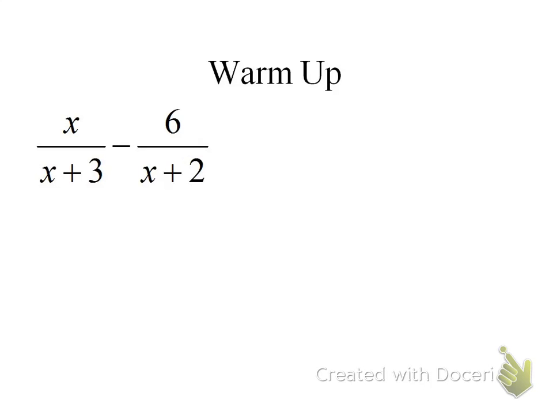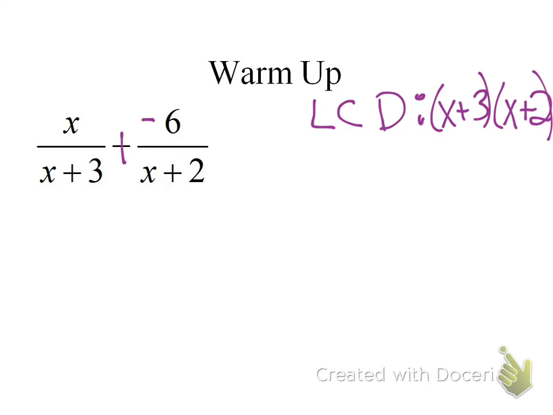Here's our warm-up. How do we start? Lowest common denominator. Yeah, we want to get common denominators. You can also take care of that negative if you want. I like to start them that way. It just takes care of things right up front. What is the common denominator going to be? X plus 3 times x plus 2. Yep, x plus 3 times x plus 2.